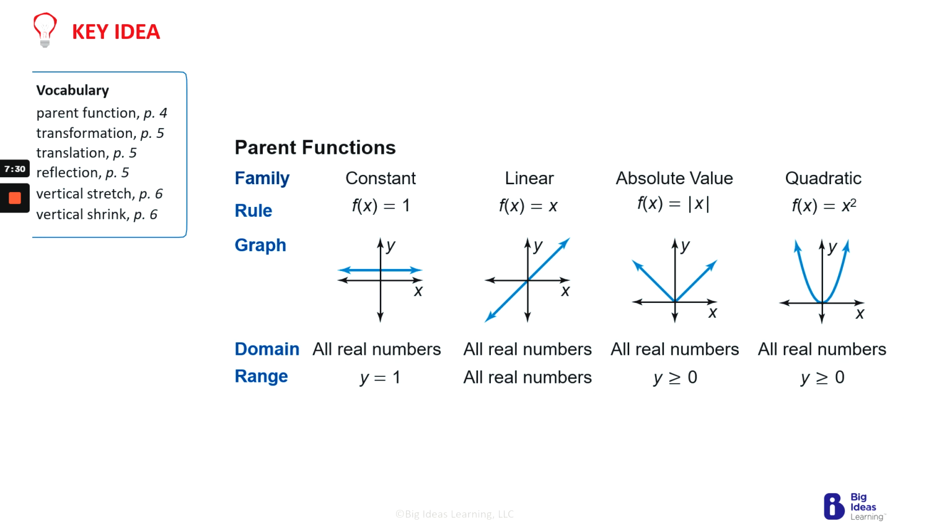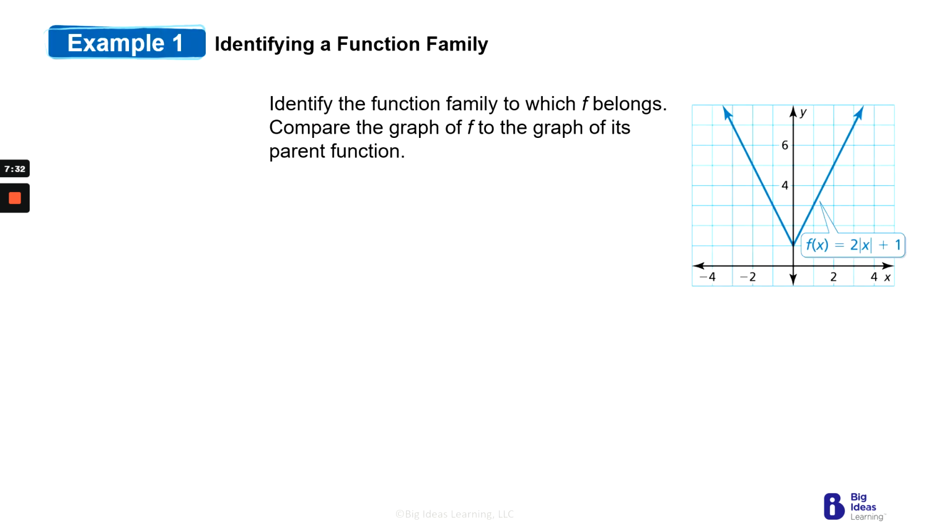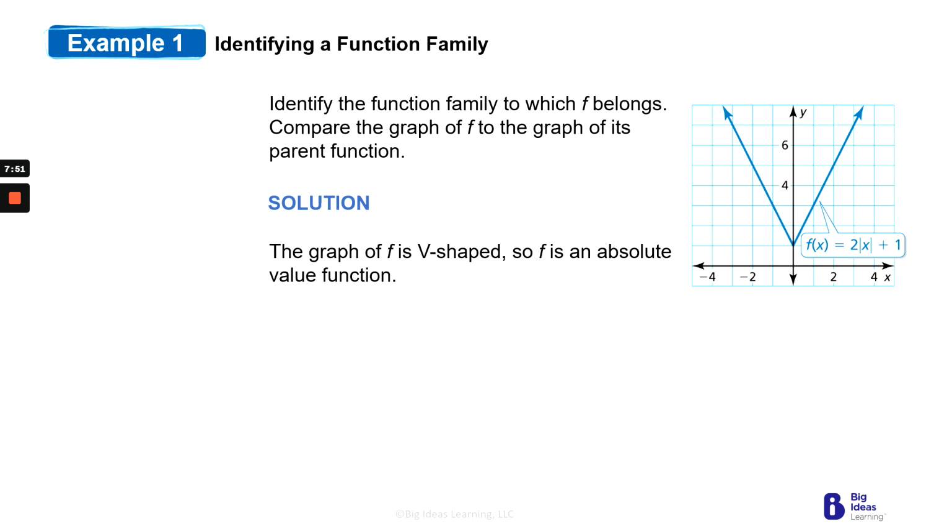All right, we good? Sweet. Here we go. So what we're going to do now, you're going to identify what this parent function was, and then how does it compare to the parent function? Like how did it move? How did it alter itself? Okay. So first things first, what's the parent function? How did you know it's absolute value? Looking at it. It's a V shape, right? It's a V shape, so we know it's an absolute value.